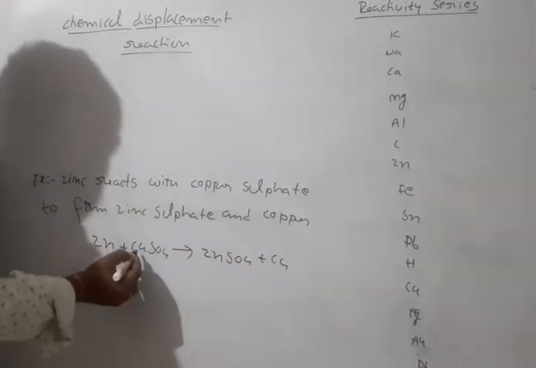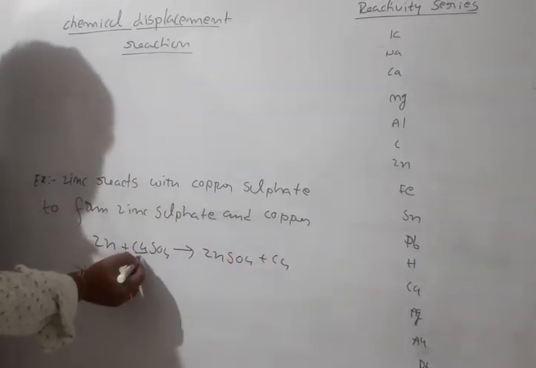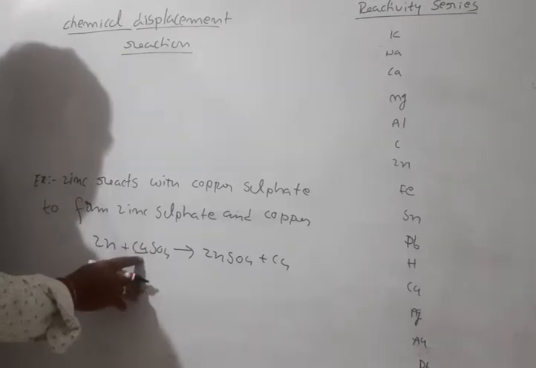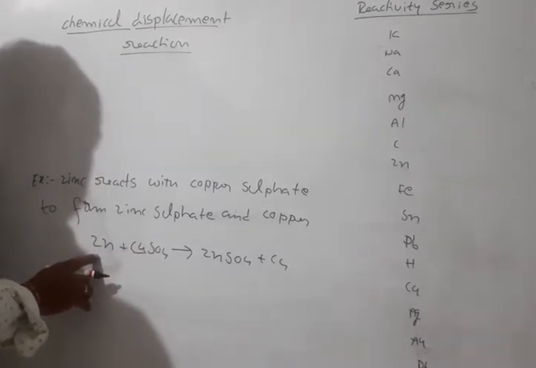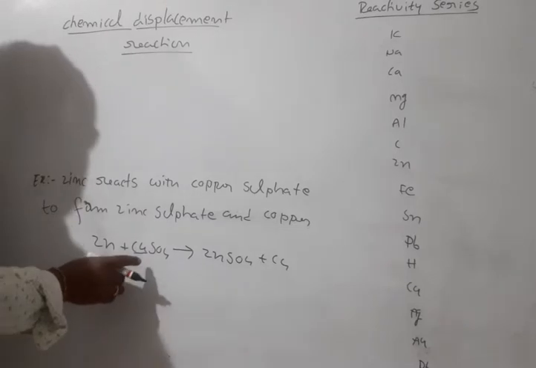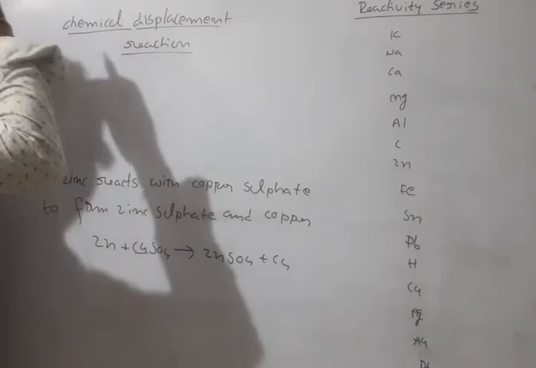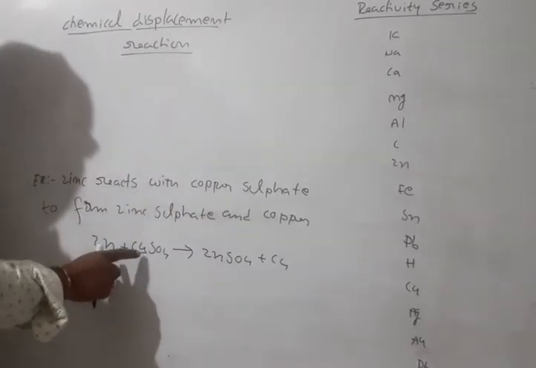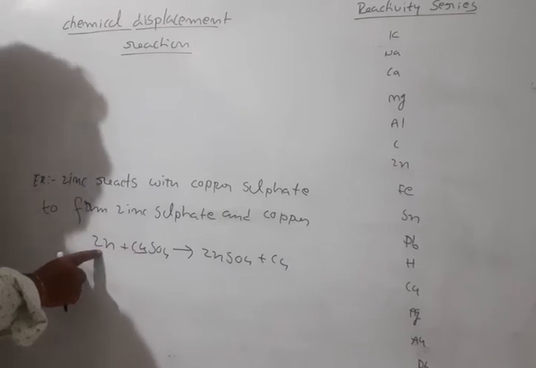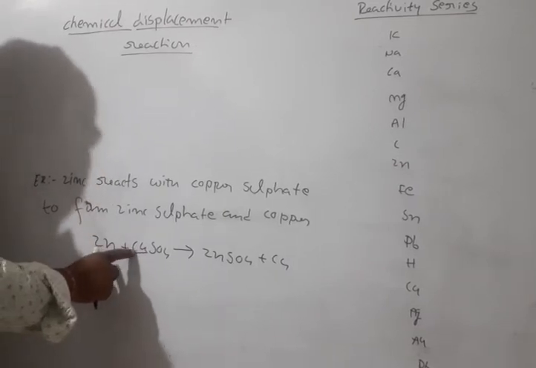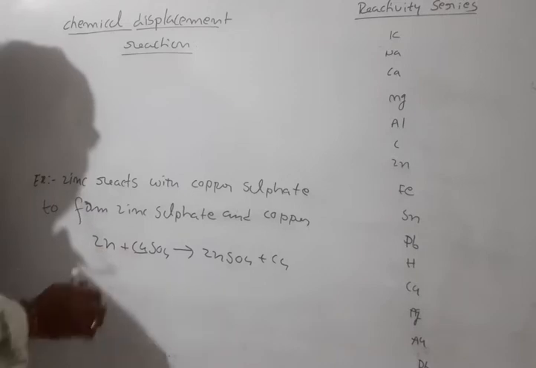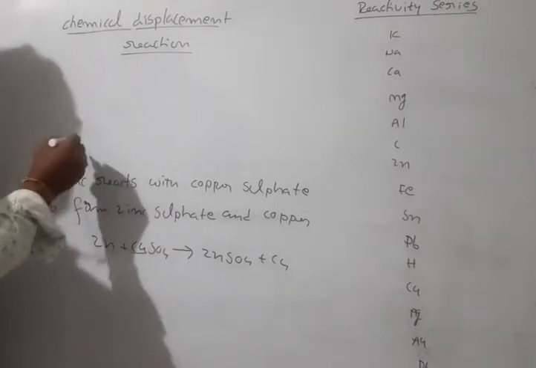So observe very carefully here. In copper sulfate, Cu is there. This copper place is replaced by zinc. Such type of reactions are called chemical displacement. An atom is replaced by another atom, or an ion is replaced by another ion, is called displacement reaction.